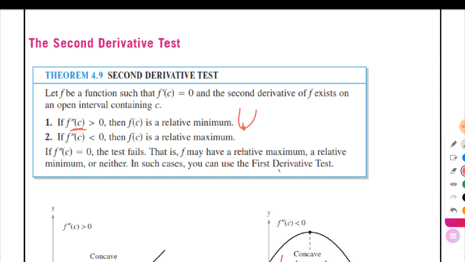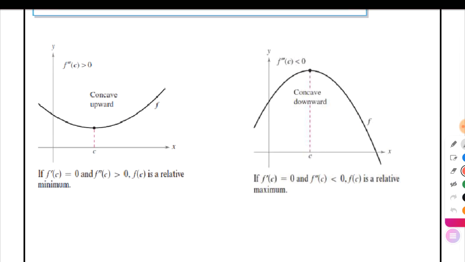Here, if the second derivative is less than 0, it means concave downward. It means the curve of the function has a relative maximum. If the second derivative equals 0 at this value of x, it means the test fails and we have to use the first derivative test, as you learned in the topic of increasing and decreasing functions and how to use the first derivative test. Okay, here.